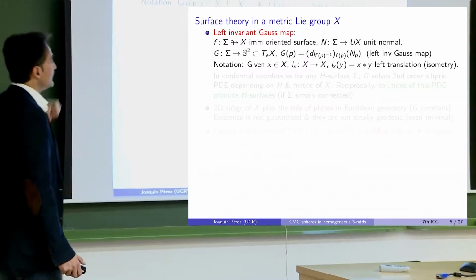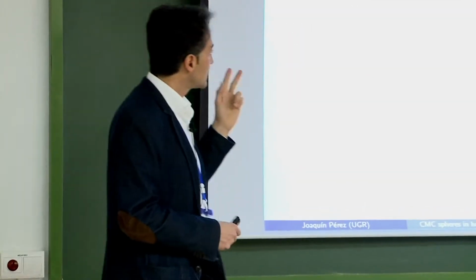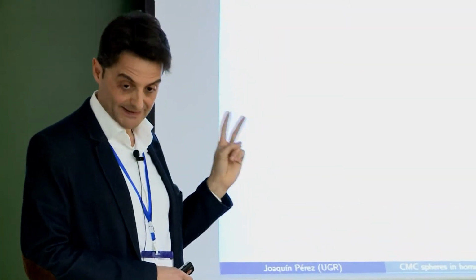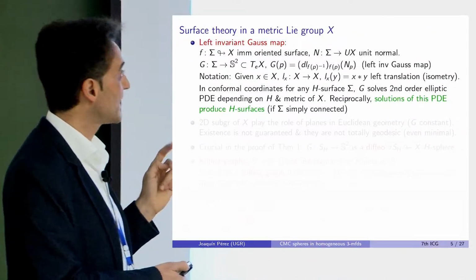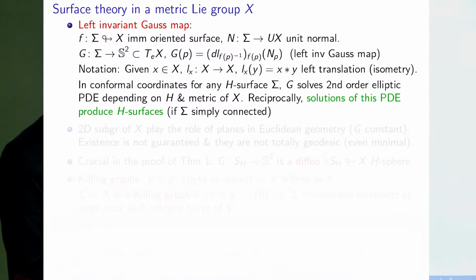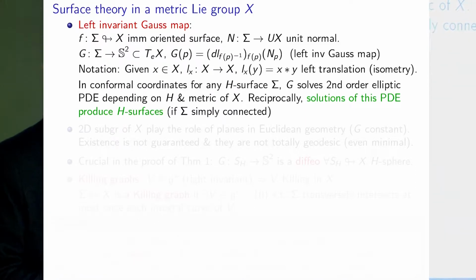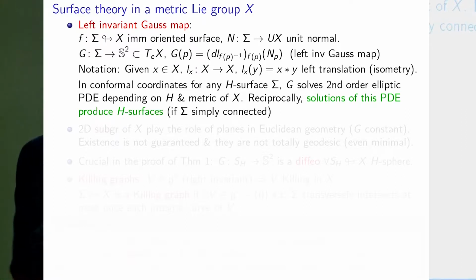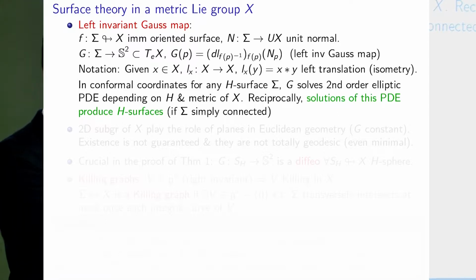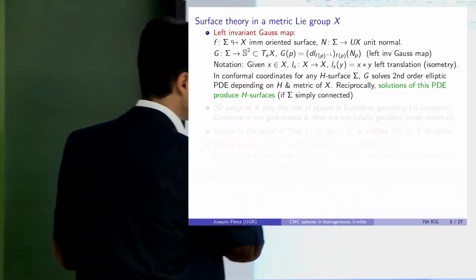Okay? It turns out, and I'm going to call this the Gauss map, the left invariant Gauss map. It turns out that if I take conformal coordinates for my sigma, and I suppose that the immersion has constant mean curvature H, a real number, then G solves a second order elliptic PDE, in the same way as constant mean curvature surfaces in R3 have Gauss maps which are harmonic. The equation is not a harmonic map equation. It's not of this kind, but it still is a second order elliptic, okay?